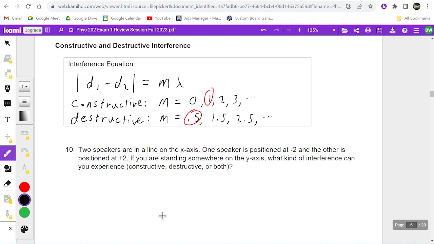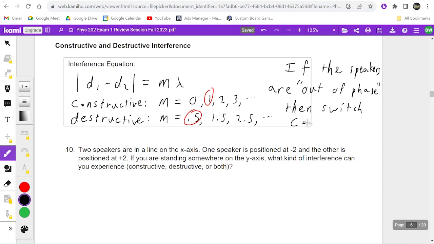And then the last thing I want to say is sometimes you have speakers that are out of phase. If the speakers, that spells speakers, just to be clear. If the speakers are out of phase, and they will literally use that phraseology, out of phase, then switch constructive and destructive. But that's only if you see the words out of phase. Most of the time you don't. I hope you don't on the exam.